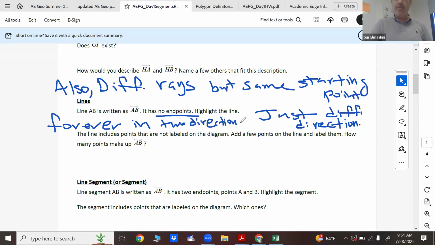That's why I have two arrows. The line includes points that are not labeled in the diagram. Add a few points on the line and label them. How many points make up AB? Obviously, it's infinite. Don't worry about the labeling part. Just draw a bunch of dots.